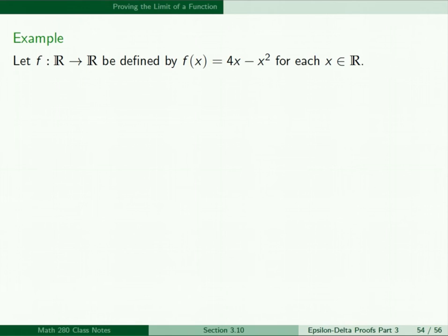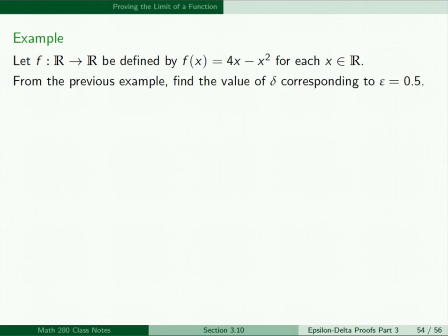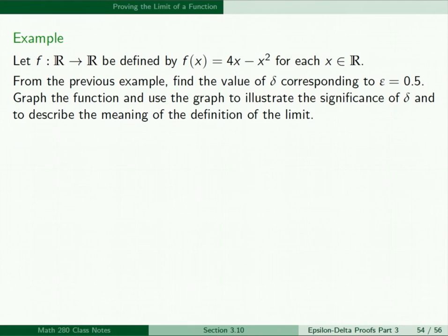Okay, for one final example, let's look at this function in the previous example once again. So f from R to R is defined by f of x equals 4x minus x squared for each x in R. And from the previous example, we want to find the value of delta corresponding to epsilon equal to 0.5, so for a specific value for epsilon. And then we want to graph the function and use the graph to illustrate the significance of delta and to describe the meaning of the definition of the limit.